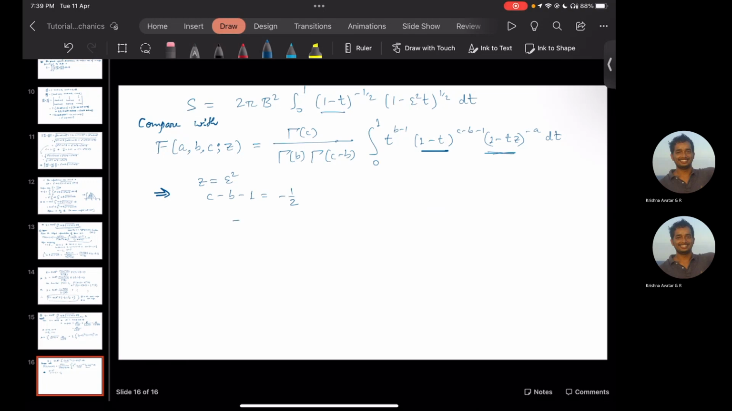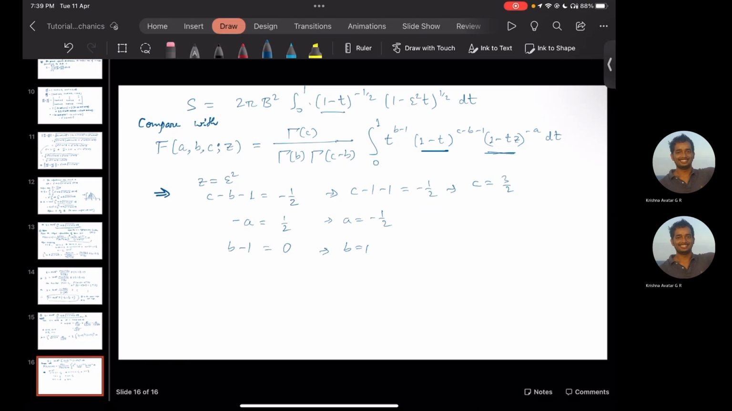And then we can also compare the power, so minus a is equal to half. And the third thing is we don't have a term just containing t in our original integrand. So we'll equate the power of t, which is b minus 1, to 0. So this means that b is equal to 1, a is equal to minus half, and c minus 1 is equal to minus half. And this gives us c is equal to 2 minus half, which is 3 by 2, right?